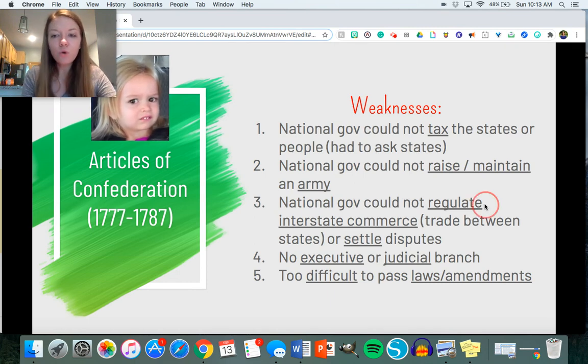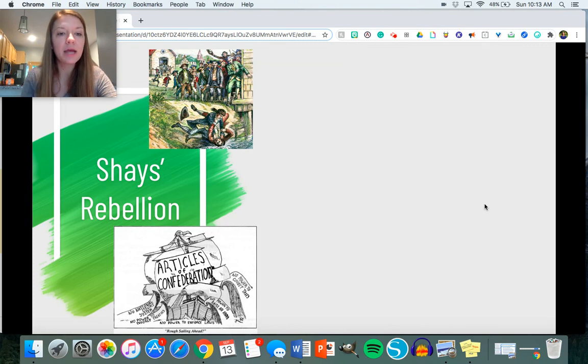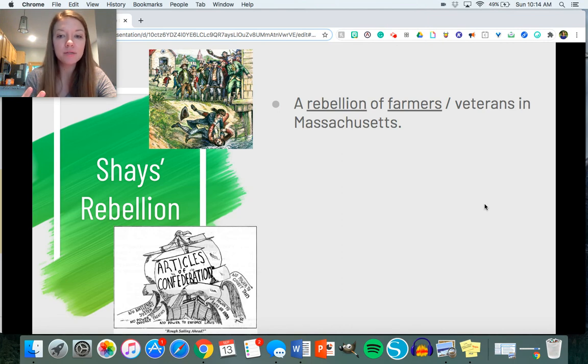So we see all of these weaknesses culminate in an event called Shays Rebellion. And to give you some context here, Shays Rebellion resulted really from the economic problems of the Revolutionary War. Money had lost its value. States, as we said, were the ones responsible for taxing. They had their own currencies, so each state had their own money, right? So things were just not consistent and very chaotic. And what happens is farmers rebel in Massachusetts. And a lot of these farmers were veterans of the Revolutionary War.